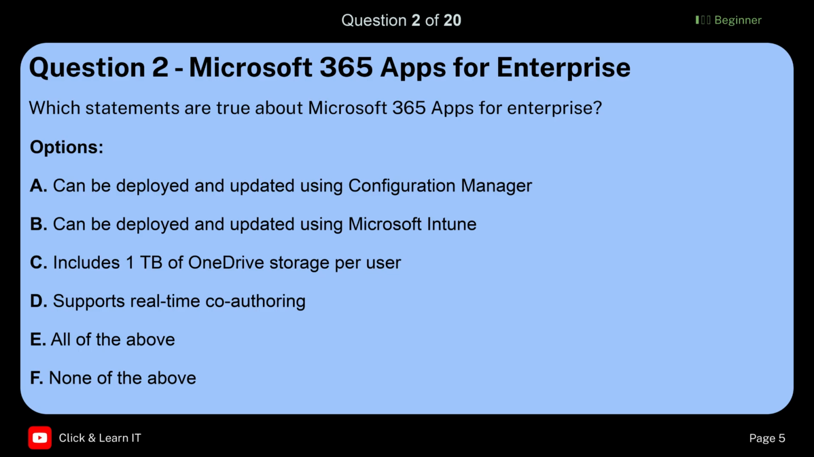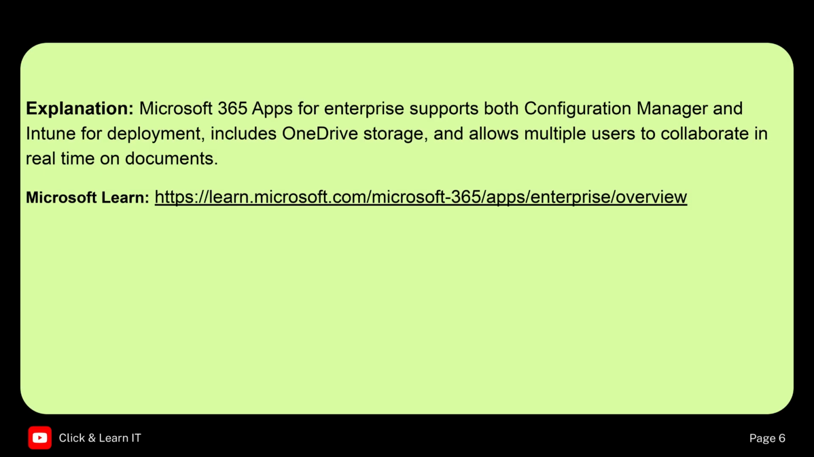Question 2. Which statements are true about Microsoft 365 apps for enterprise? Options include deployment via Configuration Manager or Intune, 1 terabyte OneDrive storage per user, and real-time co-authoring support. Pick the best fit. The correct answer is E, all of the above. Microsoft 365 apps for enterprise supports deployment via Configuration Manager and Intune, includes 1 terabyte of OneDrive storage, and allows for real-time co-authoring.